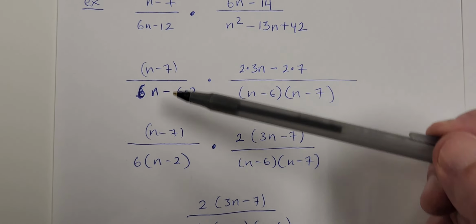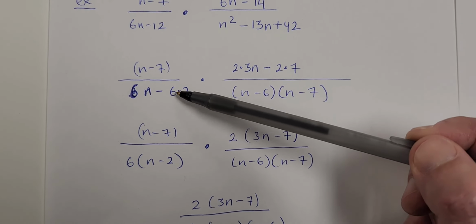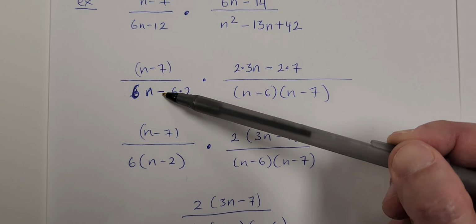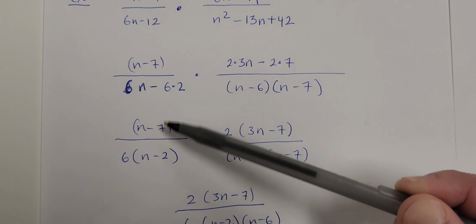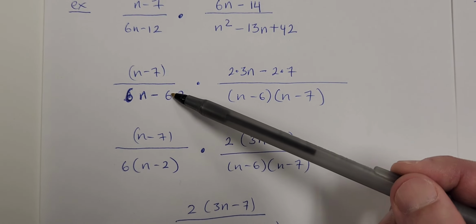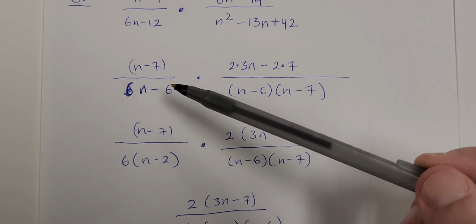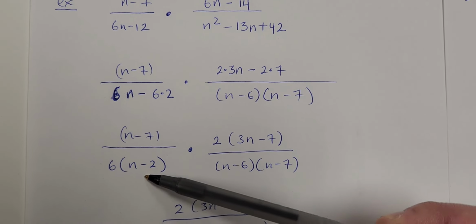So the top, it's already done, leave it alone. Here, there's a 6, and here's another 6, so I bring it to the front. n minus 2, I leave back inside the parentheses because they're not common terms. Okay, 6 and this 6 are the same, so I put it in front. I leave the n minus 2 back inside the parentheses.